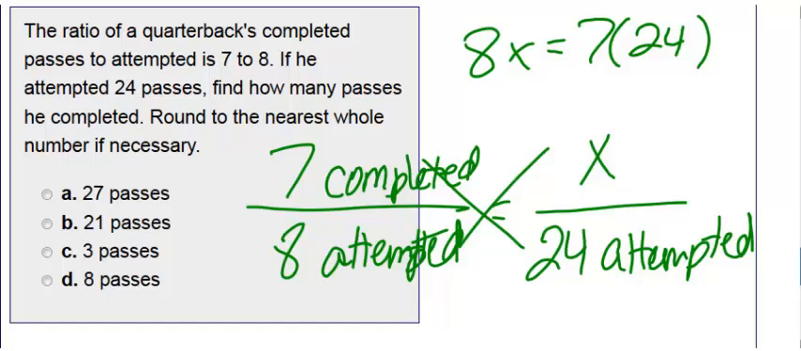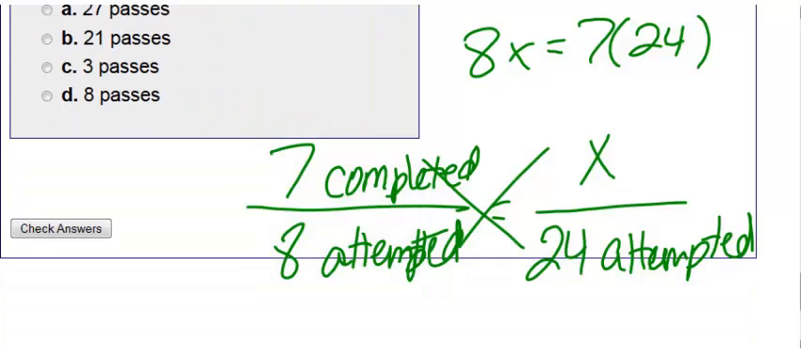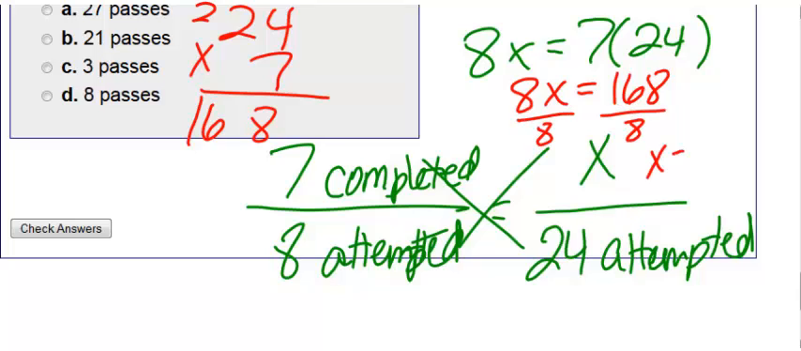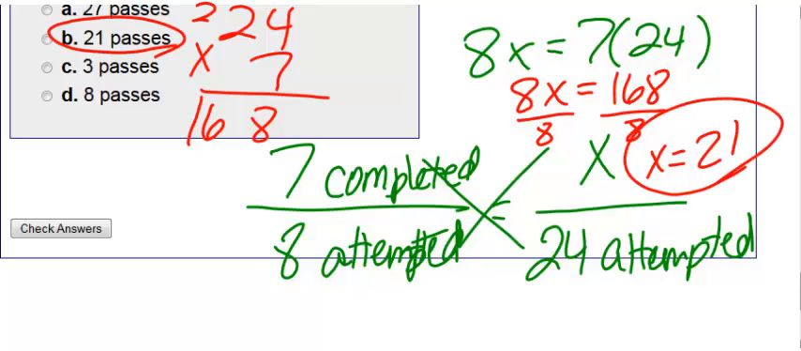So let's do 7 times 24 off to the side here. 24 times 7. 7 times 4 is 28. 7 times 2 is 14. Plus my 2, I get 16. So here I get 8x equals 168. And then I need to divide by 8. When I divide by 8, I get 21 as my answer, which is choice B.